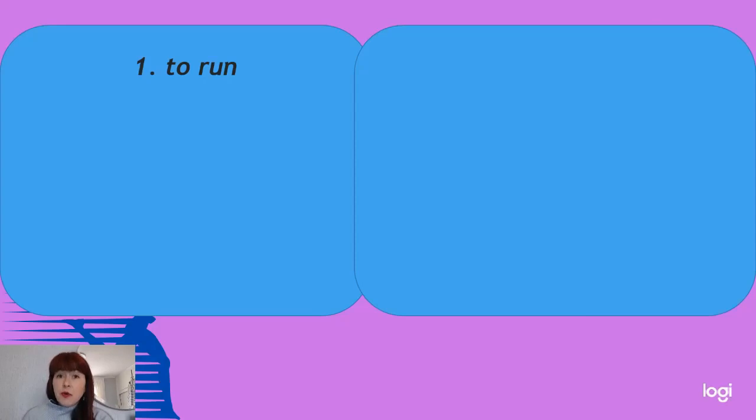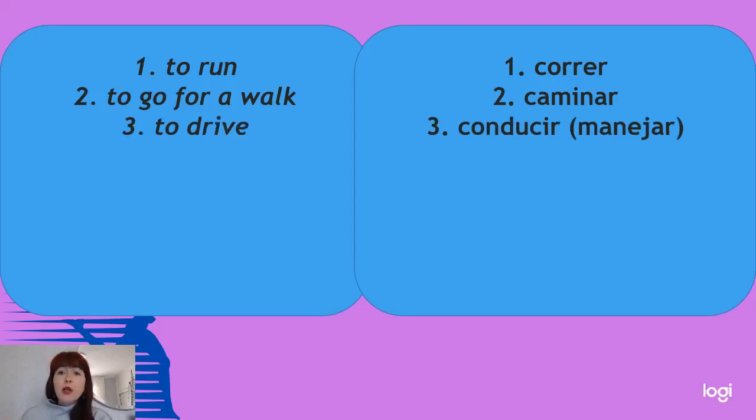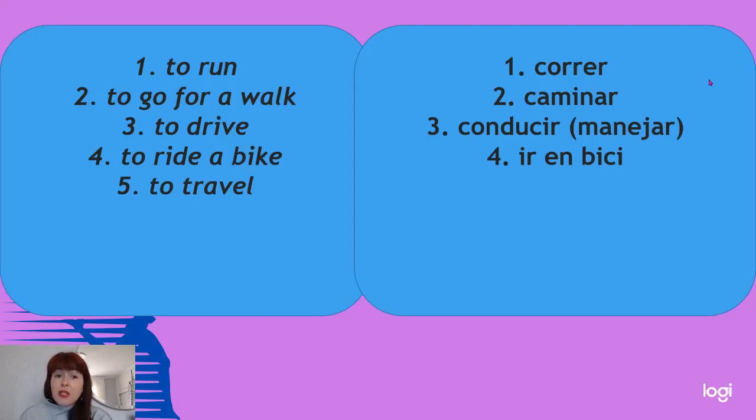You can say to run in Spanish by saying correr. To go for a walk, you say caminar. Okay, so caminar is always to go on foot somewhere. To drive, in Spanish, you say conducir. In Spain, manejar in Latin America. To ride a bike, in Spanish, you say ir en bici. To travel, in Spanish, you say viajar.